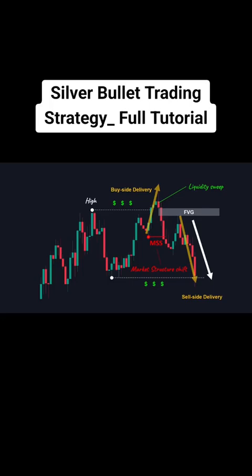First, we observe a bearish breakout below the previous low, indicating a potential reversal. The fair value gaps that form after the market structure shift are considered our supply area for going short.